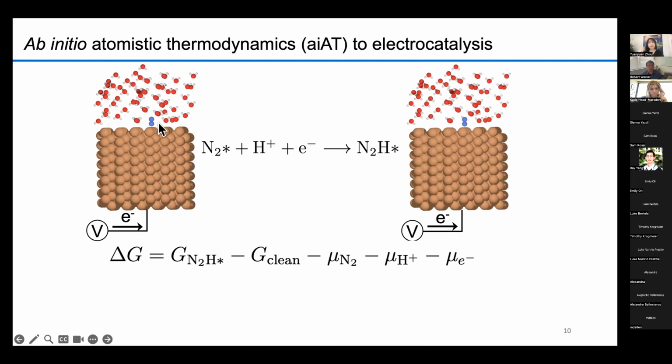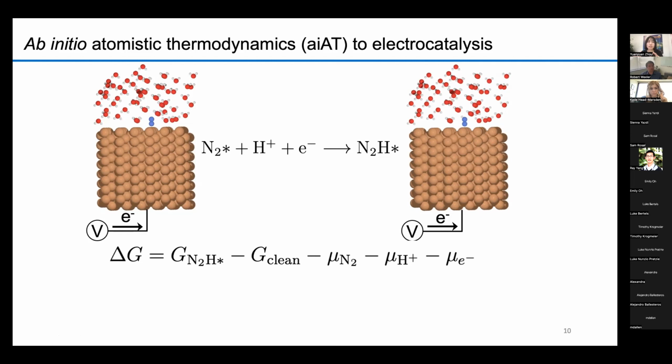And instead of modeling the whole system, but a small part of the system, that is a finite system, we treat the system like a finite system in contact with different reservoirs.